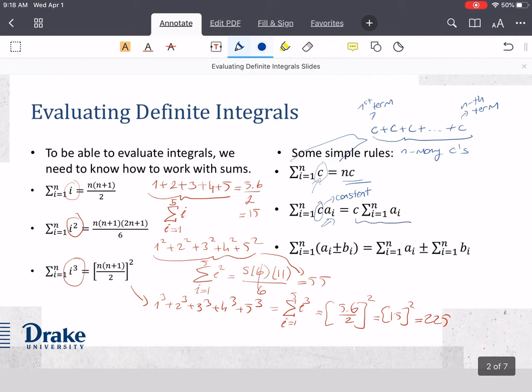And then if we have two different terms such as a sub i plus b sub i, and you're taking the sum of these terms, then you can split them into pieces, calculate a sub i first and then b sub i, and then add them up. Or subtract, right? It works for addition and subtraction. So those are some of the simple rules that we might need in the future.